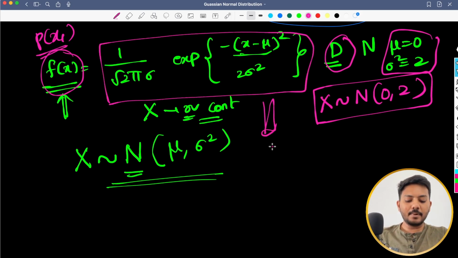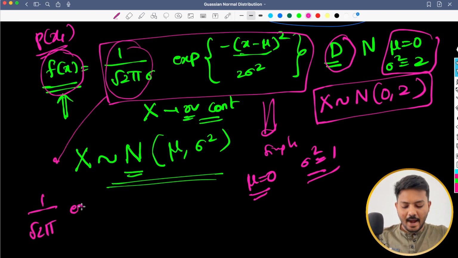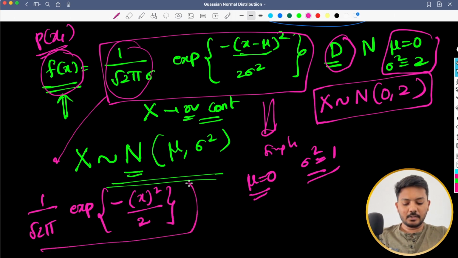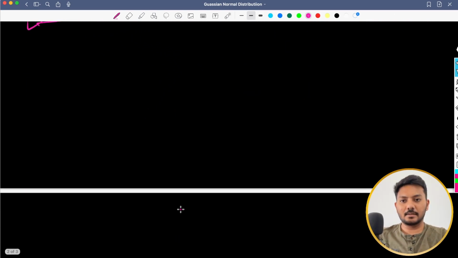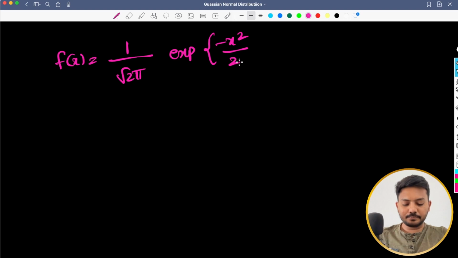So let's simplify this. So how do you simplify this? Let's take values as mu equal to 0, which is my mean value as 0, and sigma square equal to 1. Clear? So this will become what? 1 by root 2 pi, because sigma is 1, and I will say exp of minus x minus 0, which is x square, by 2, right? So this is my whole formula. So let me get this here. So f of x equal to what my formula turned out to be: 1 by root 2 pi exp of minus x square by 2, right?